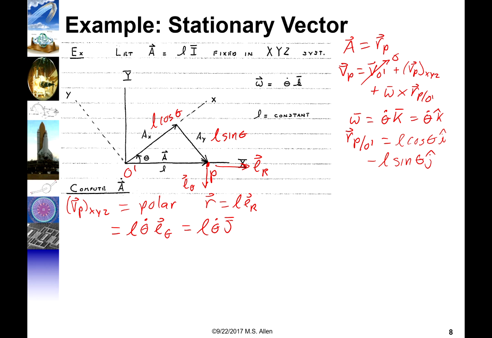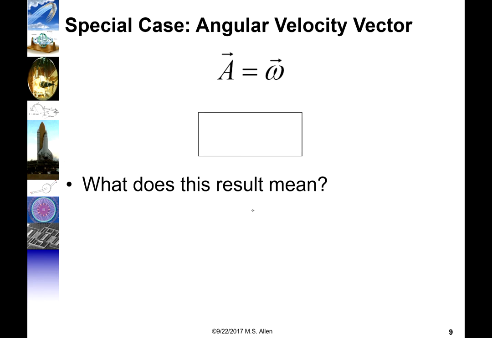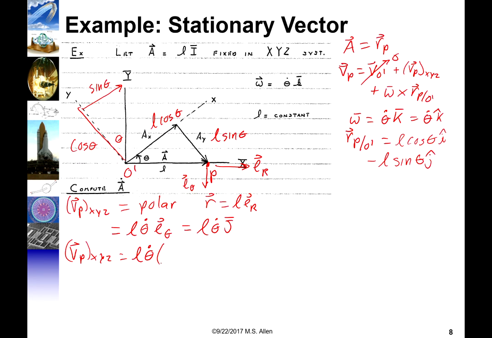And so we can say that Vp relative to x, y, z is L theta dot. And what is the capital J direction? We can break that into components. This angle's theta, so we get a cosine theta in the J, a sine theta in the positive x. So let's write those in order: sine theta in the I direction, plus cosine theta in the j direction.